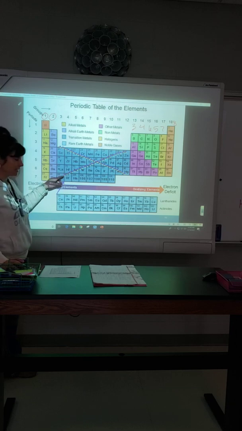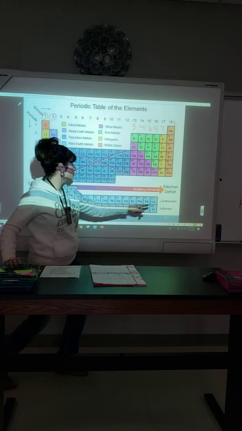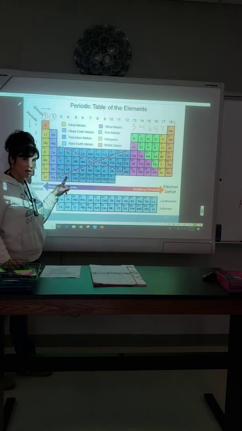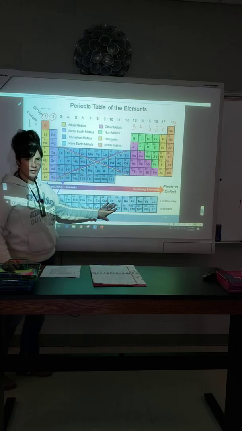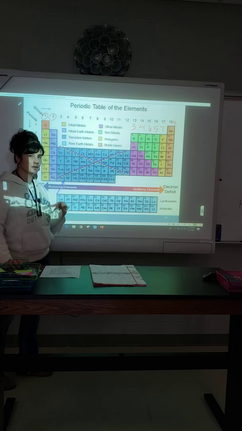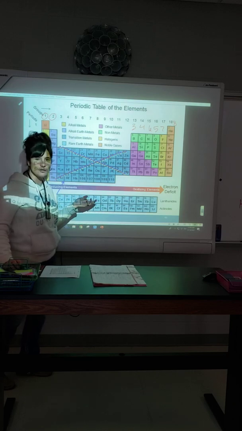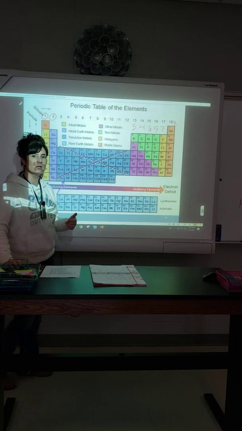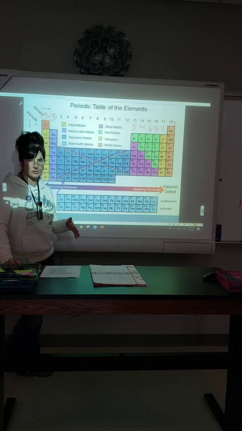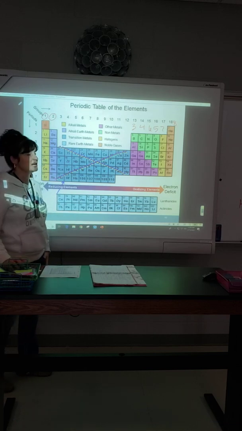And then the same thing down here with the actinides: 89, 90, and then 103, and then you pick up again with 104. We're not going to deal with those. As you get into higher level chemistry, obviously you will, but this is an introduction. So all of this we're trying to keep very simple and very straightforward, and it's still a lot of information, okay?